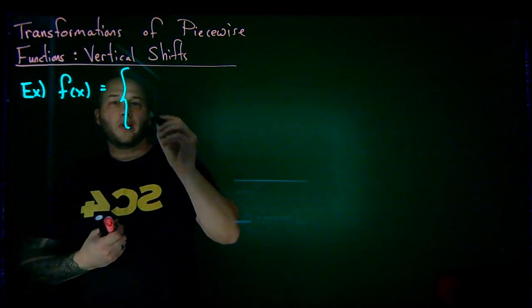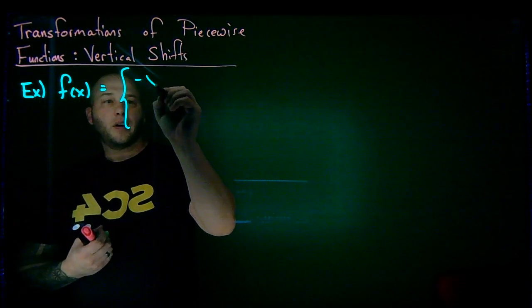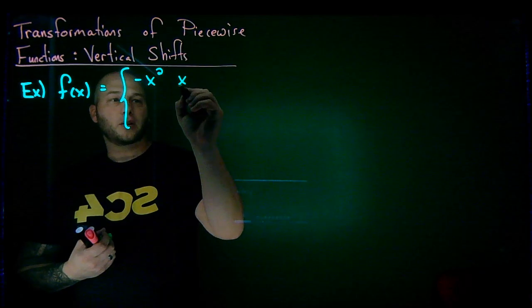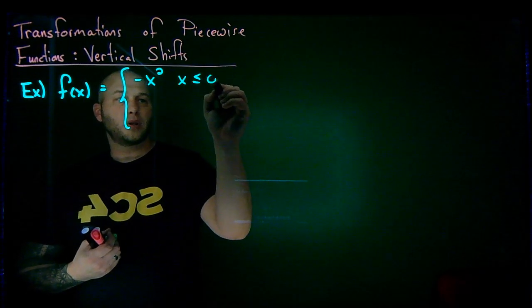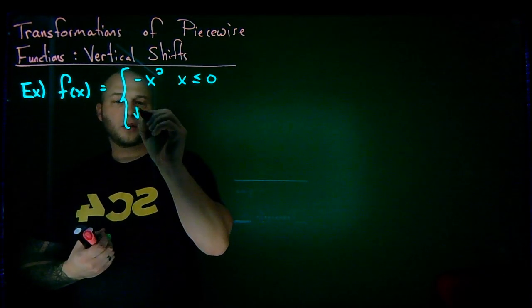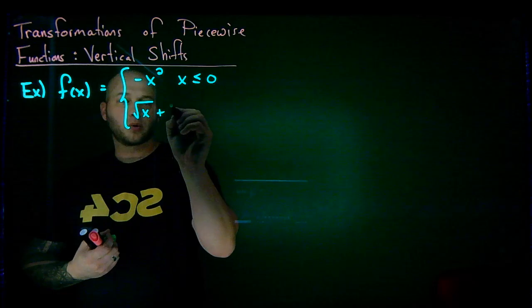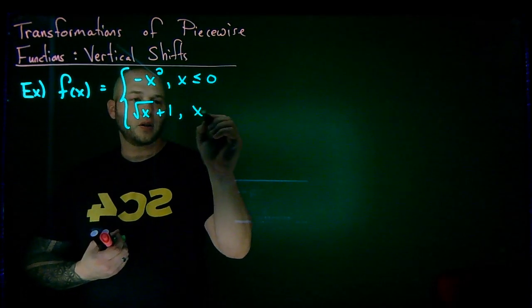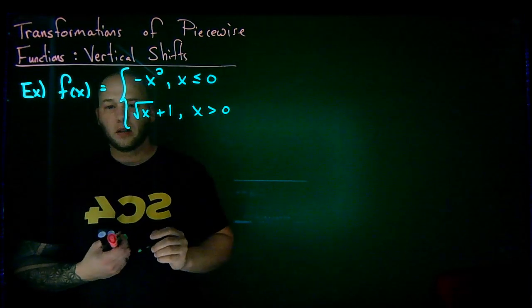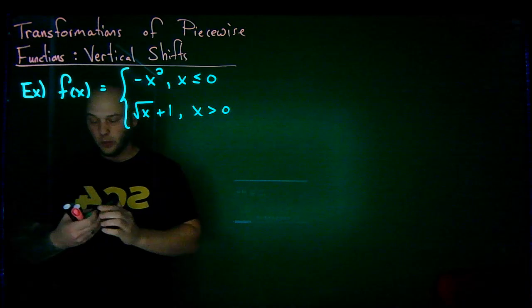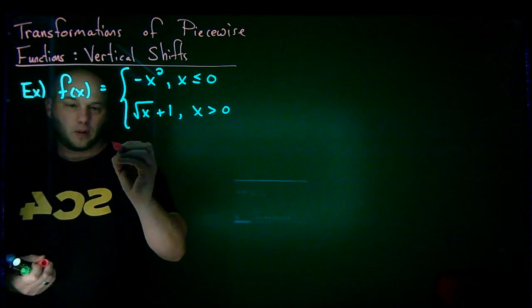Let's say I've got the function expression negative x squared if x is less than or equal to 0, and I've got, say, the square root of x plus 1 if x is positive. Let's take a look at what that graph would look like.